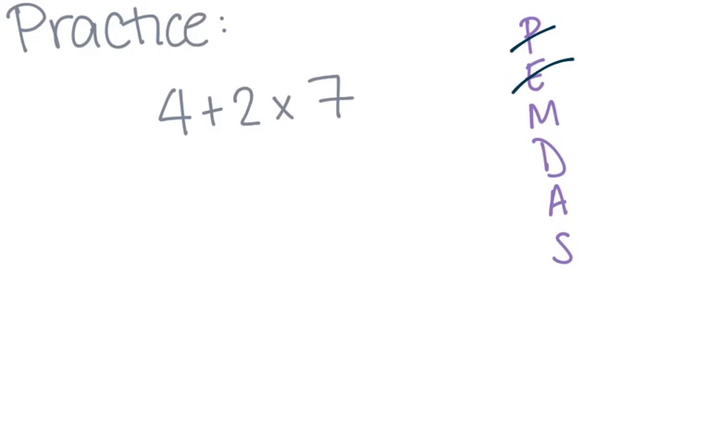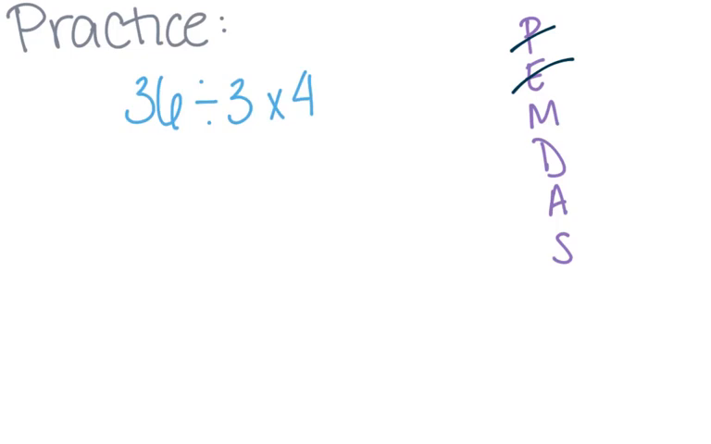So we're going to look at our expression, and we see that we do have multiplication. So we're going to do the multiplication first. So we are going to do 2 times 7, and 2 times 7 is 14. Now all that's left to do is add. So we are going to add 4 plus 14 for an answer of 18.